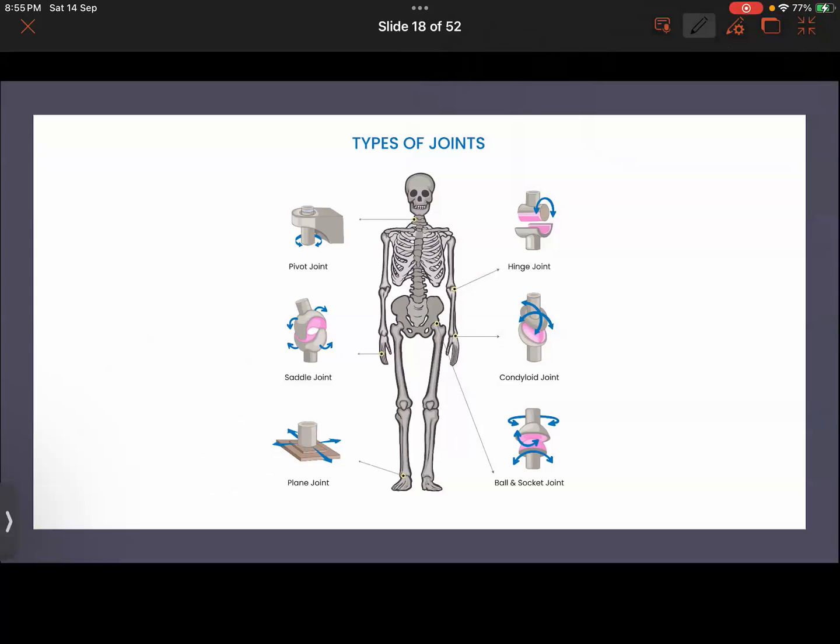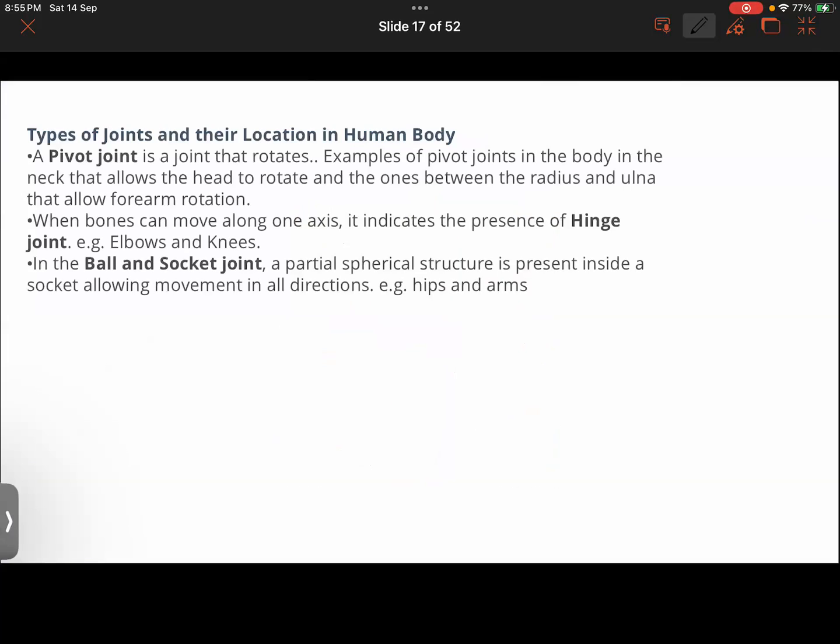So that is the case of the hinge joint. It's a type of joint in our body that allows for bending and straightening. The examples are our elbow and the knee, and there are some other joints also where it is present. If there's any question, please let me know.